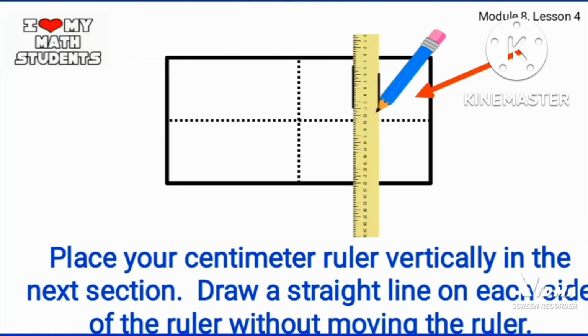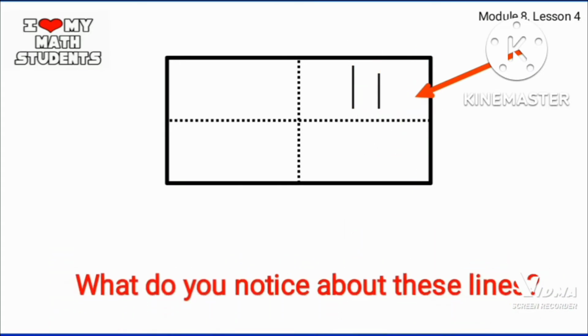On the second space, place your centimeter ruler vertically in the next section. Draw a straight line on each side, the way you're seeing it in the video. Don't move the ruler, just keep it like that and draw. Do not move the ruler. That is what you are going to get. You notice two straight lines.